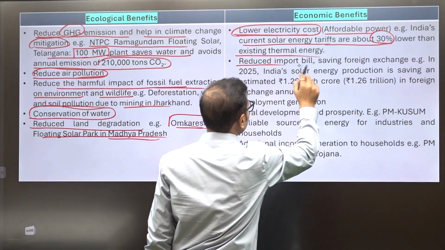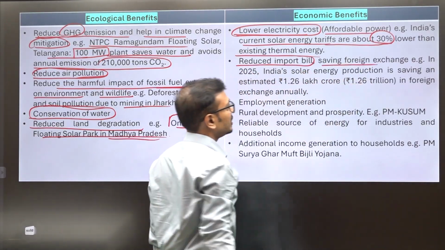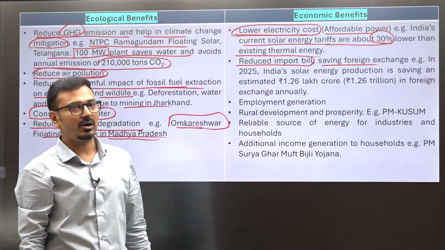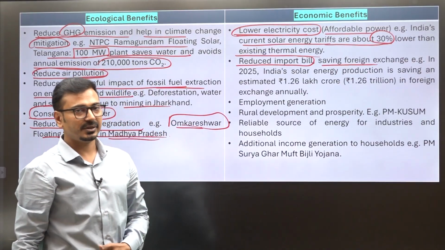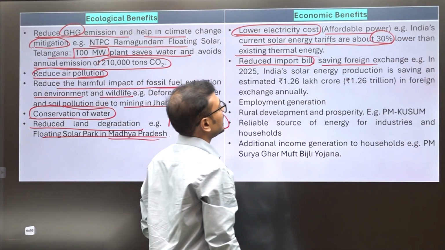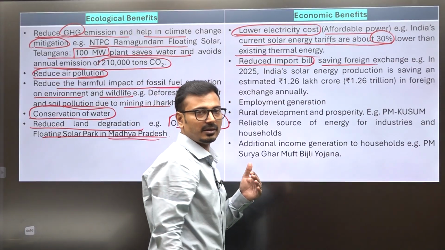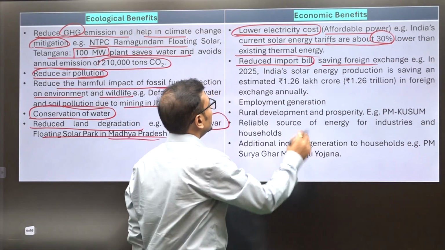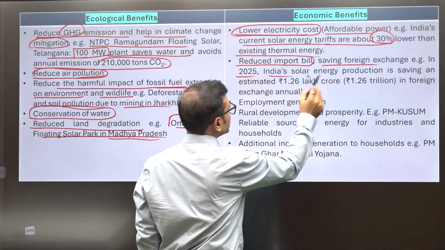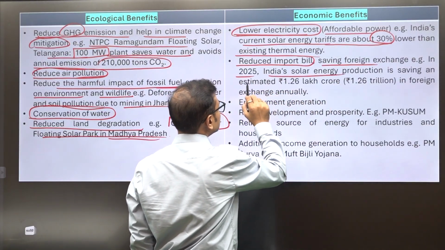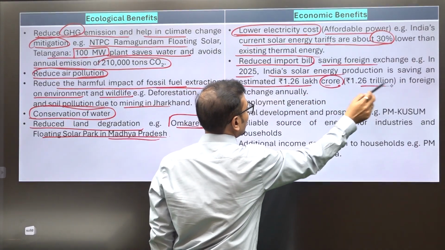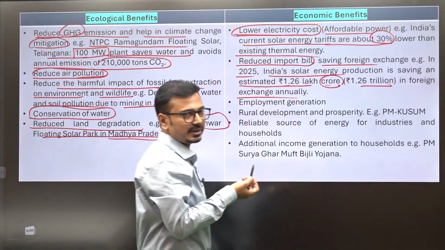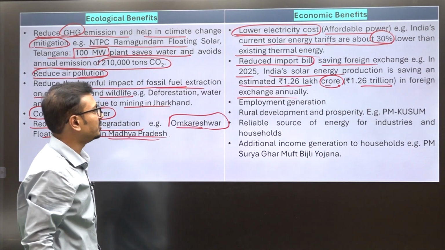Then reduced import bill, saving foreign exchange. It is very important. India imports 85% of crude oil and natural gas, and that is resulting in a lot of foreign exchange loss. In 2025, India's solar energy production is saving an estimated 1.26 lakh crore in foreign exchange annually. That is again very relevant data we can mention here.